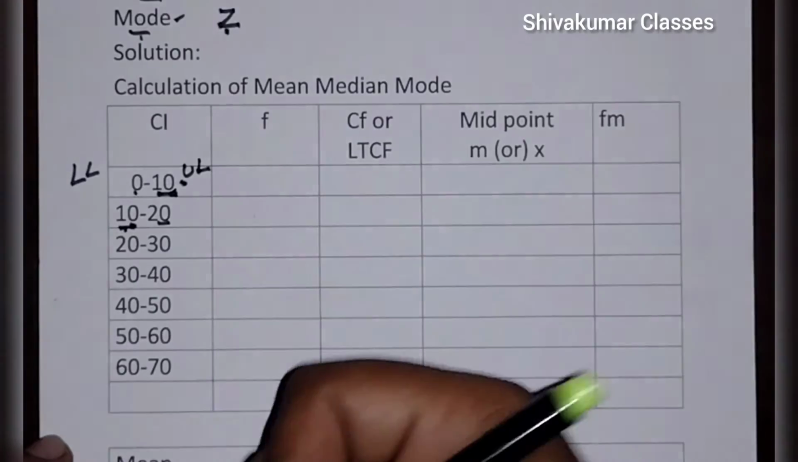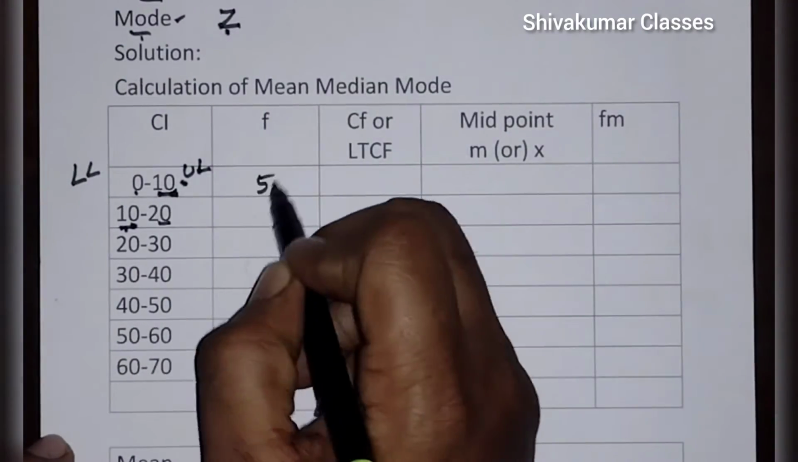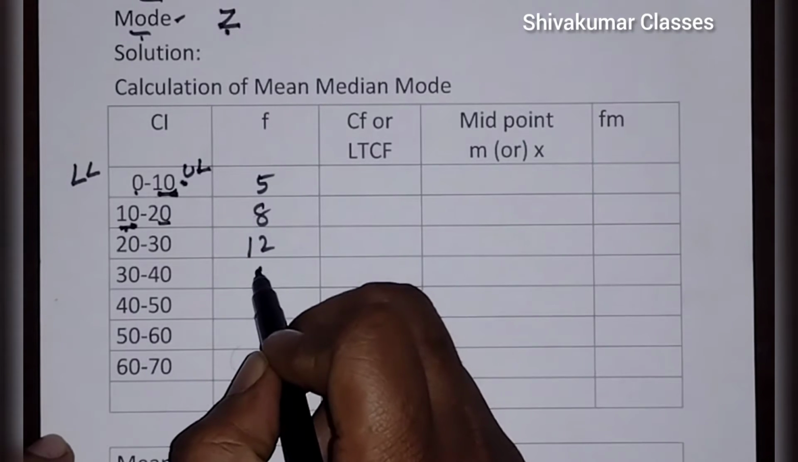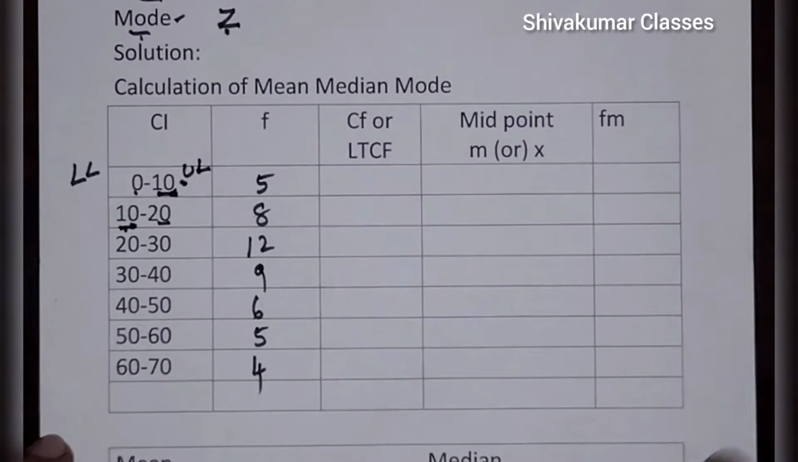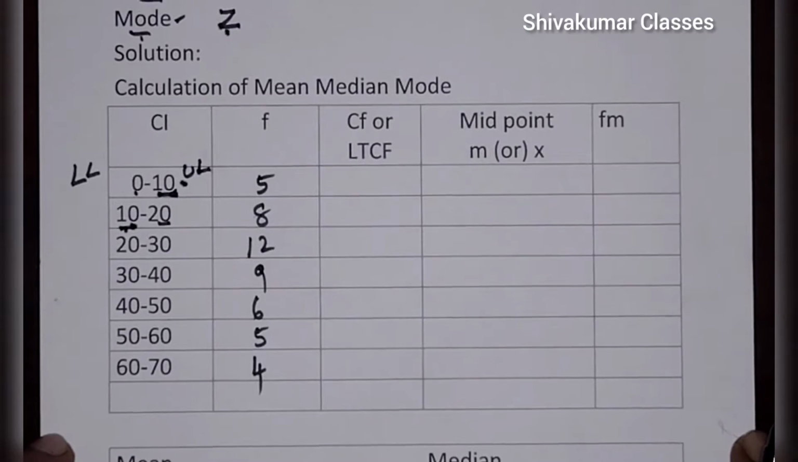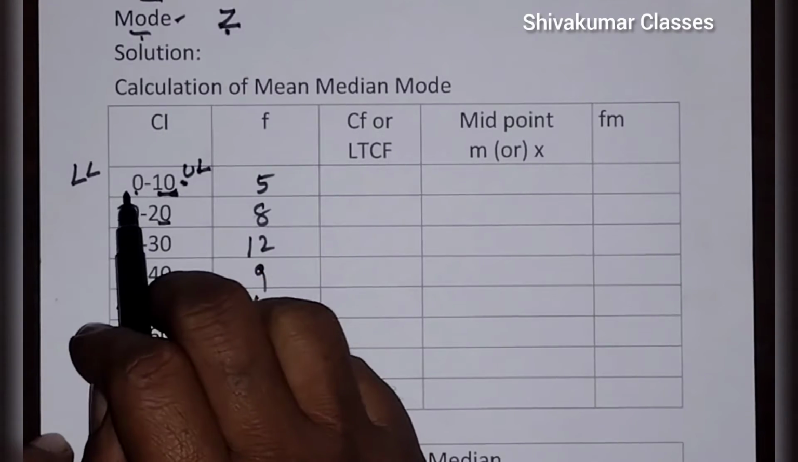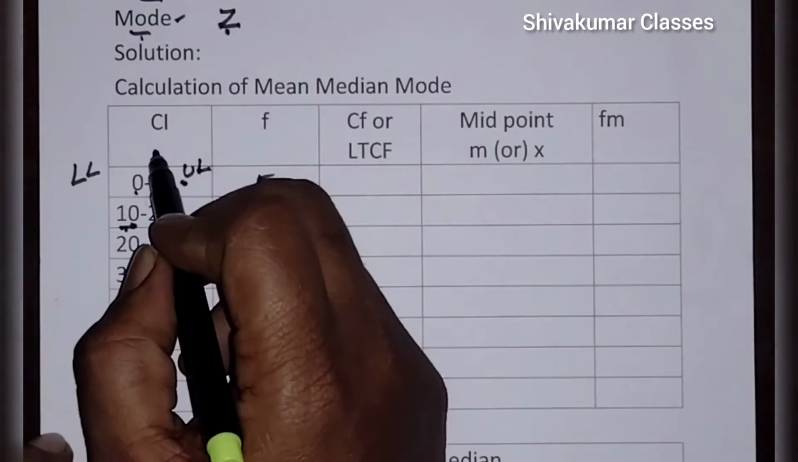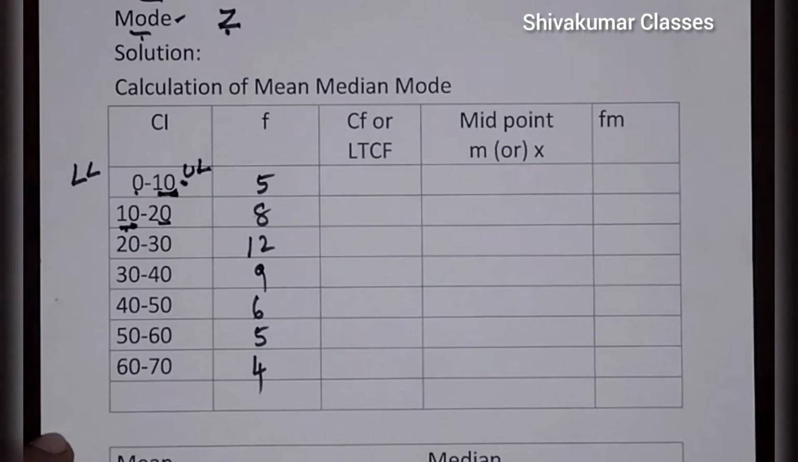Frequency I am going to give on an imaginary figure. For example, 5, 8, 12, 9, 6, 5, 4. Now, class interval means the values 0 to 10, 10 to 20, which can be represented as X, and the frequency means the number of persons or number of observations.